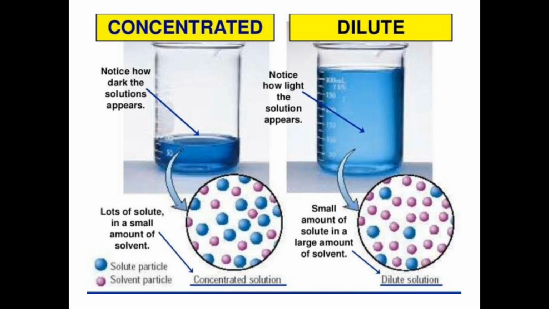That's why you can hear the word concentrated acid. By the time you hear concentrated acid, what it means is that the amount of the acid is more than the amount of solvent that is there. But by the time you add more water to the concentrated acid, it becomes dilute, because the amount of solvent has now increased beyond the amount of the solute.